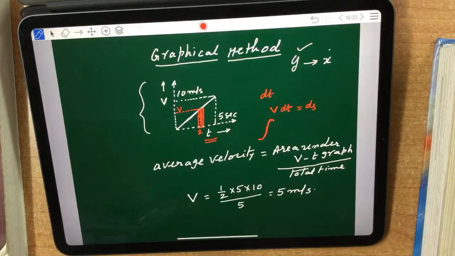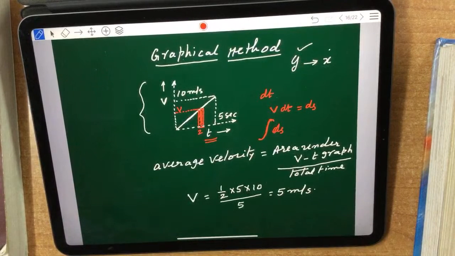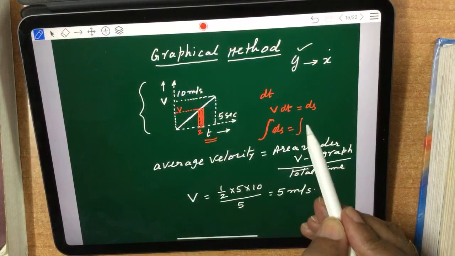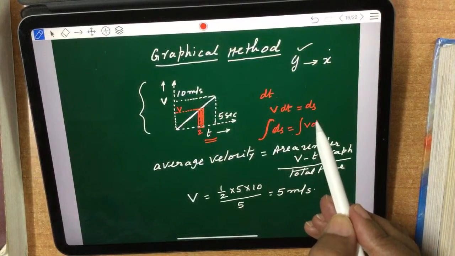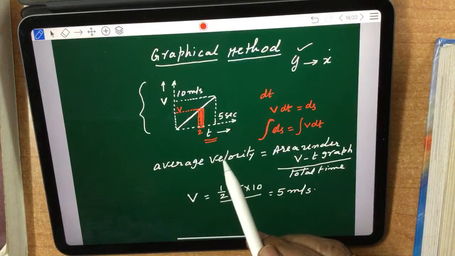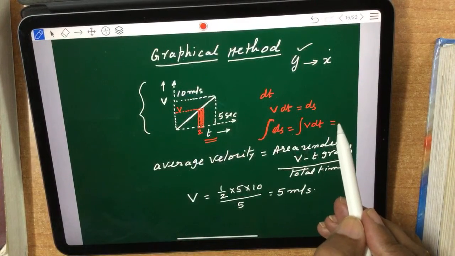Yes. Sum of ds. Okay. ds plus ds plus ds will give s. So integral of v dt, this is called integration. And what am I integrating? I am integrating the area. Total area I am dividing into small parts and adding all the areas. I will get total displacement S.